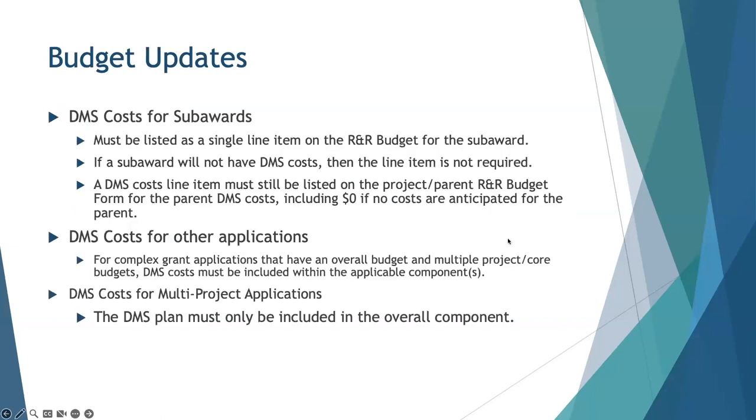Going back a slide, other updates is, if you have DMS costs for a subaward, you have to list it as a single line item if you're doing a detailed budget on the R&R for the subaward. If the subaward is not going to have DMS costs, then you don't have to put the line item in at all. For the main budget, the DMS costs line item still has to be included, but just put a zero. For other applications, like a complex grant application where you have an overall budget and you have different cores and whatnot, you include the DMS costs within the applicable component that's going to be handling the data management sharing. And for the multi-project applications, you only include it in the overall component.